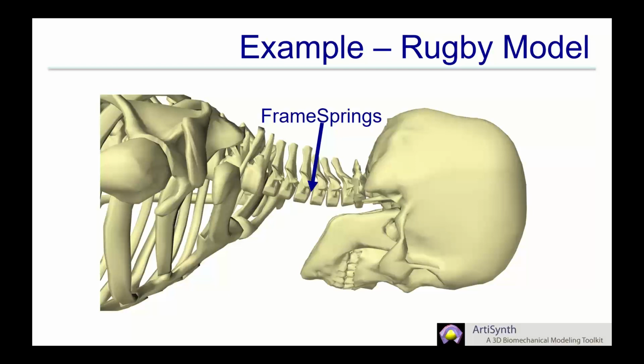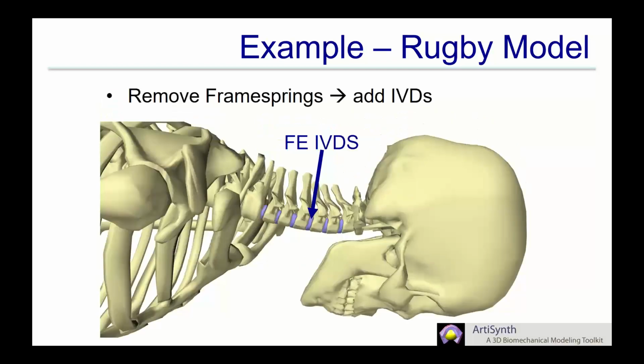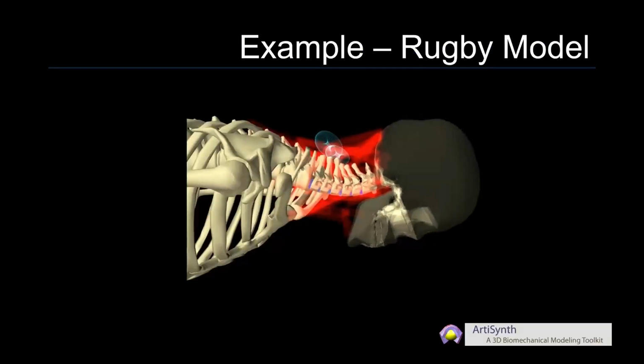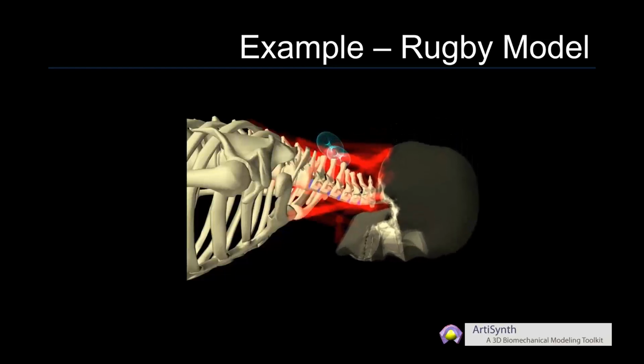And what Thomas then did, he was interested in more detailed investigation of the biomechanics of the intervertebral discs. So he removed the frame springs and replaced them with finite element IVDs. And now we can do things like investigating head first impact with more detail for the actual biomechanics of the IVDs.